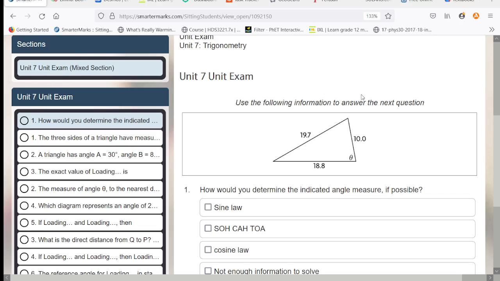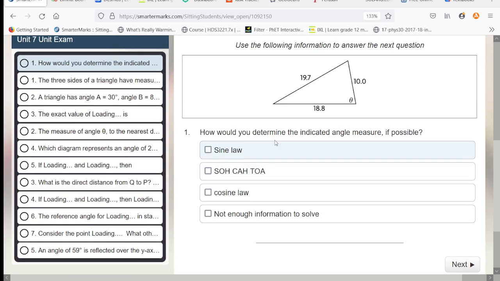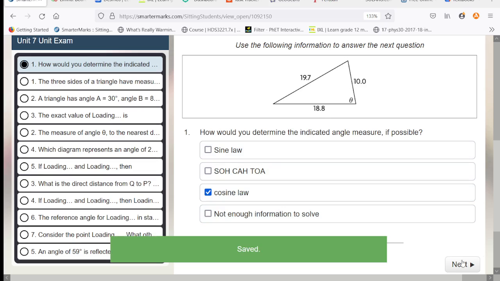So this is on trigonometry. How would you determine the indicated angle measure if possible? So we're either looking at sine law, SOHCAHTOA, or the cosine law, or not enough information. The information we're given are three sides. Side, side, side. That is a cosine law situation.